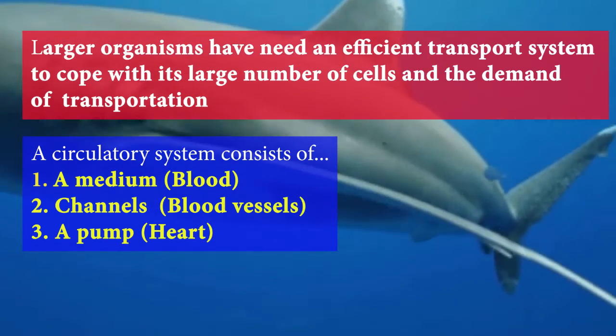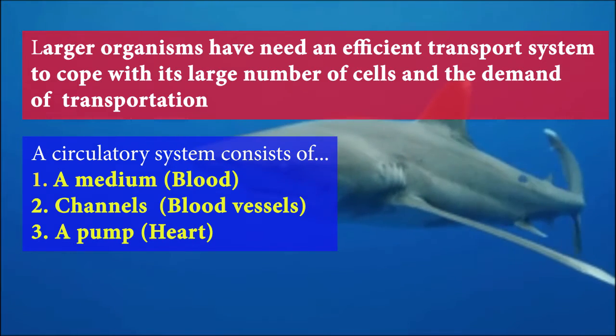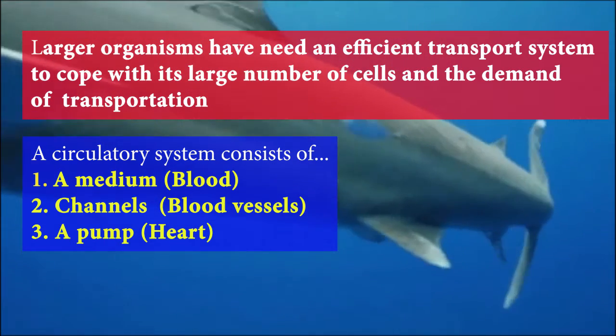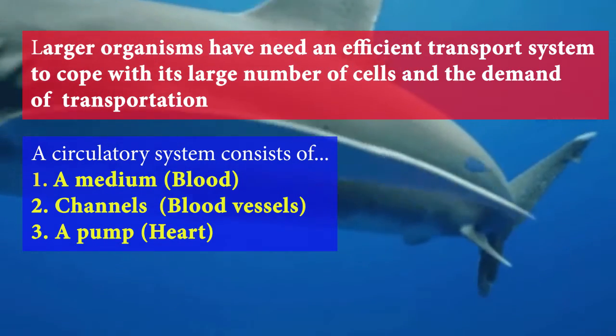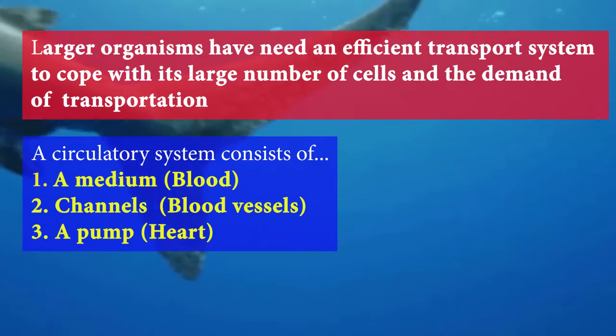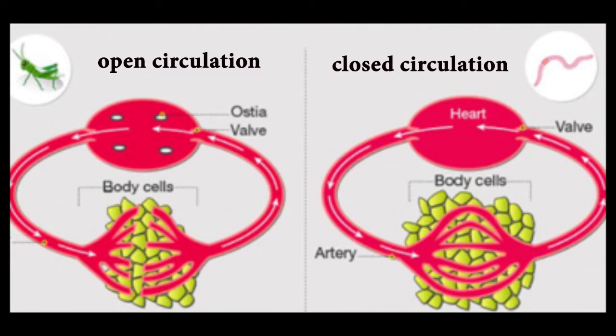The larger and more complex organisms have a well-developed circulatory system to cope with the demands of transportation. So a circulatory system consists of a medium, which is the blood, a channel, which is the blood vessels, and a pump, which is the heart. Circulation in some animals may be open, such as in arthropods, where blood is pumped from the heart directly into blood spaces called hemocells. It may also be closed, as observed in vertebrates, where blood is pumped through blood vessels to all parts of the body.